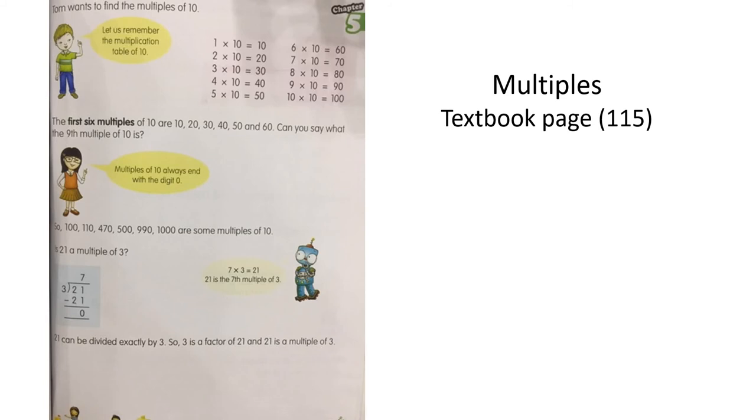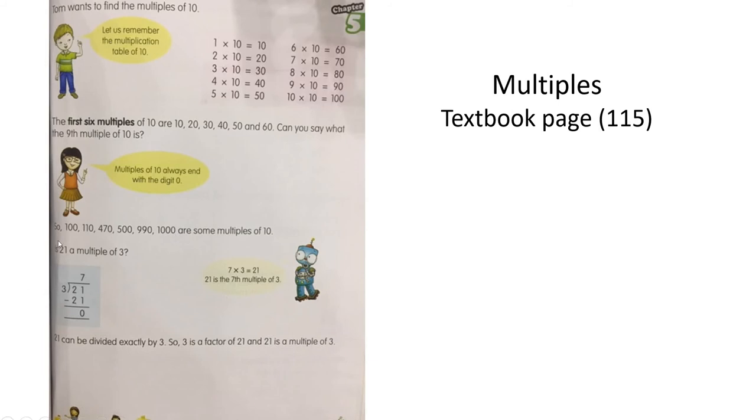Now I have here 100, 110, 470, 500. All these numbers are not from the times table. Look at these numbers. How can I know if they are multiples of 10 or not? I have to look at the ones place. I need only one place. If this place is 0, I say yes, it's a multiple of 10.